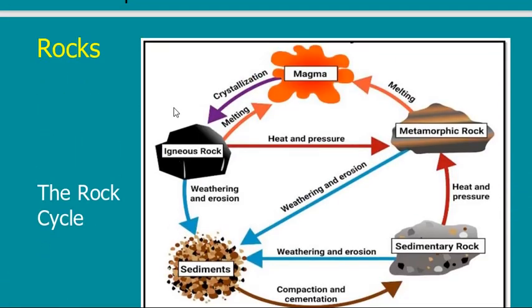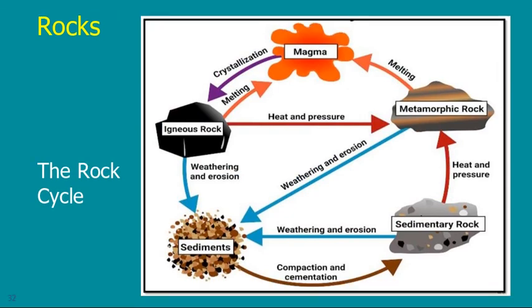This illustration is very, very important. Why? Because it summarizes everything. I also advise you to add it to your list of terms. Here is the igneous rock, the metamorphic rock, the sedimentary rock. These are the three types of rocks: igneous, sedimentary, and metamorphic.